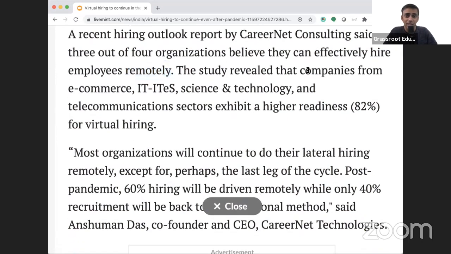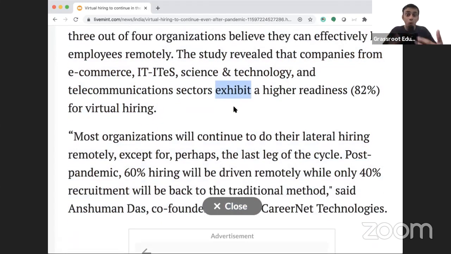The study revealed that companies from e-commerce, ITES, science and technology, and telecommunication sectors exhibit, which means they display, a higher readiness, a higher willingness, and are well equipped for virtual hiring. So they are ready to take video interviews and do interviews on telephone, etc. But if you have to give an interview in a manufacturing company, then obviously it might not be over a call. It might be face to face because you have to actually go and work in a factory, right?